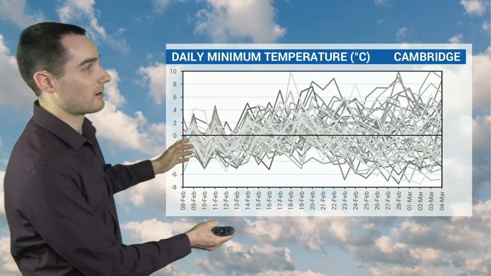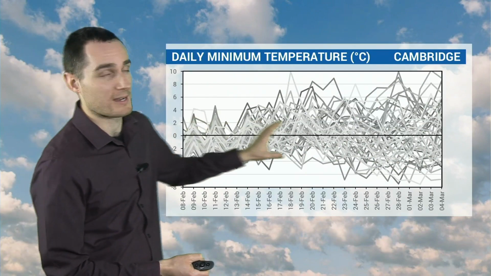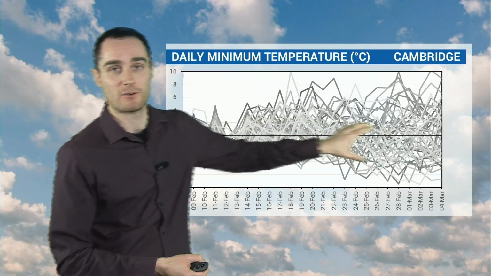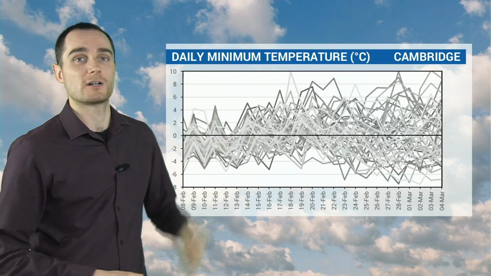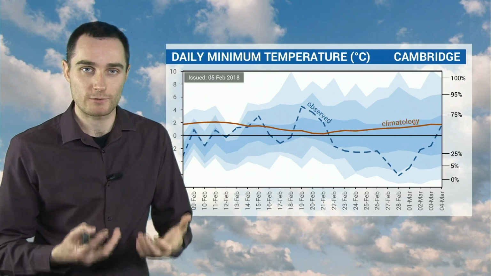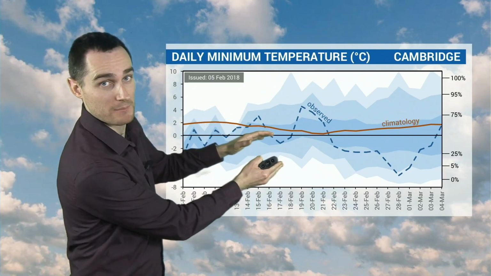Now, this is that same graph using 50 different forecast members for Cambridge, for example. Each line is a different one of these ensemble members from our model. Very noisy, very hard to pick out any specific trends. This was from a forecast on the 5th of February. So to display it in a different way, to get some useful information out of all of this data, we can band some of these members together.